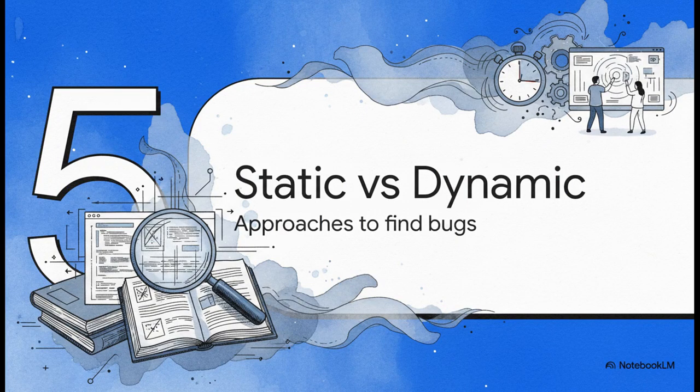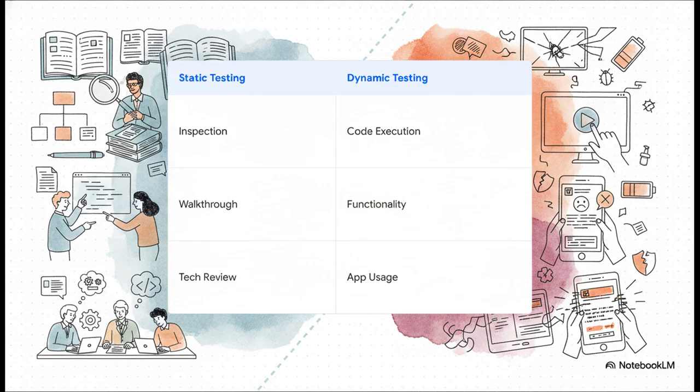Section 5. Static and dynamic testing, the two main approaches to actually finding bugs. So how do we actually track down these bugs? Well, dynamic testing is probably what you normally imagine. You actually make the code run, you use the app, and see if anything breaks.